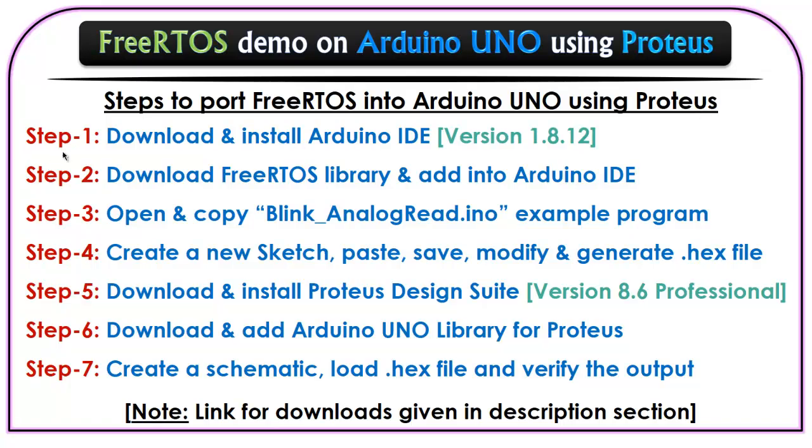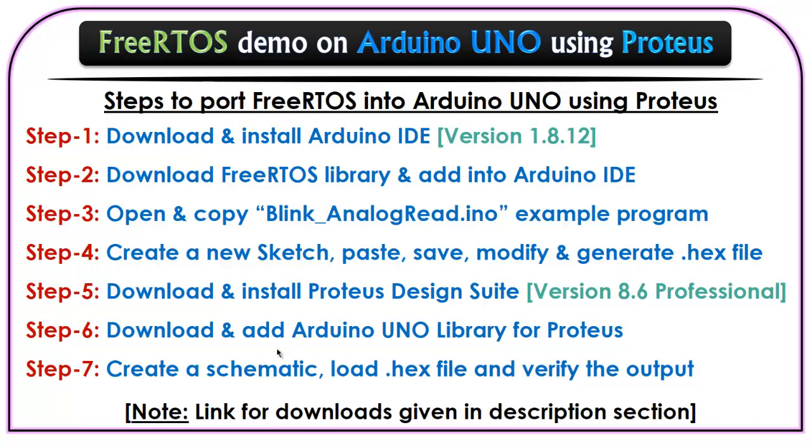In step number 1, we'll be downloading and installing the Arduino IDE. In this case, I've taken the version 1.8.12. Step number 2 will be downloading a FreeRTOS library and adding it into the Arduino IDE. Step number 3 will be performing an open and copy operation of the blink_analog_read.ino example program. And step number 4 will be creating a new Arduino sketch. We'll paste it, and then we save and modify to generate the .hex file.